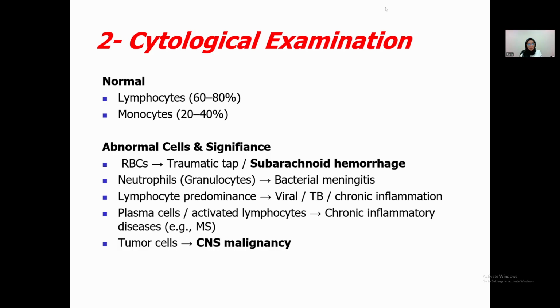Normally, if we go for microscopic examination, we will find mainly lymphocytes and monocytes. If we find RBCs, we have to think about either a traumatic tap or subarachnoid hemorrhage, true hemorrhage. Neutrophils are important because we will see them in cases of bacterial meningitis. Lymphocytes may indicate viral, TB, or chronic inflammation. Plasma cells suggest chronic inflammatory disease like MS, or malignant cells like tumor cells in CNS malignancy.